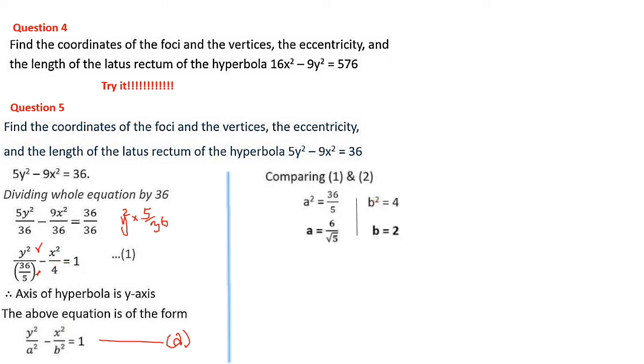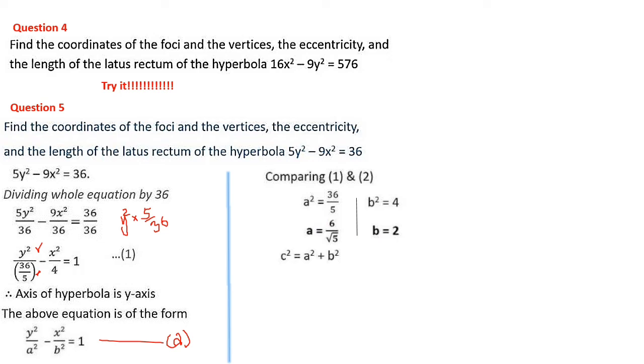So b square equal to 4 means b is equal to 2, square root of 4 is 2. Here a square is equal to 36 by 5. How do we calculate a? A is equal to root 36, that is 6, divided by root 5 as it is. When we take the square root of 36 by 5, square root of 36 we know is 6, root 5 as it is we can keep. So a, b we have now.